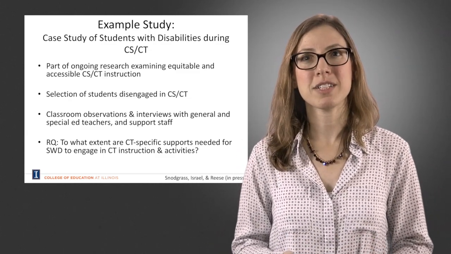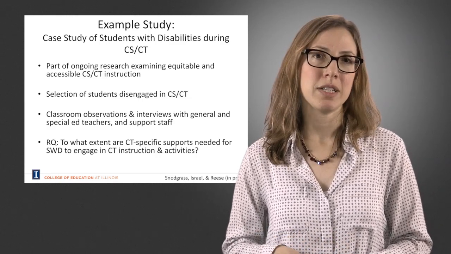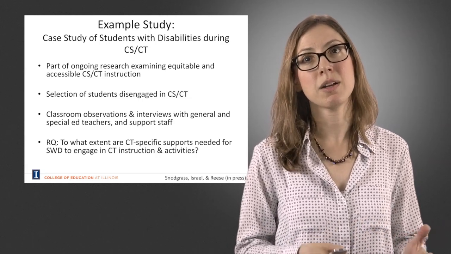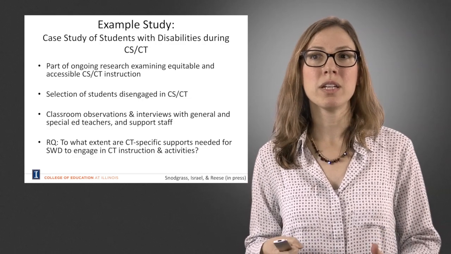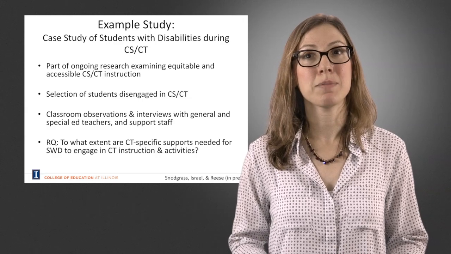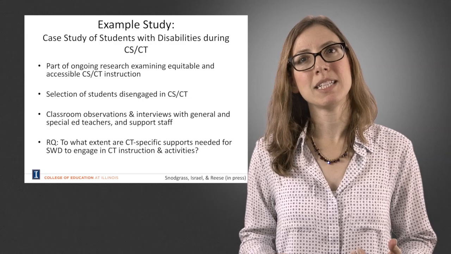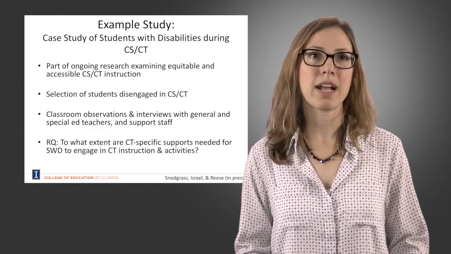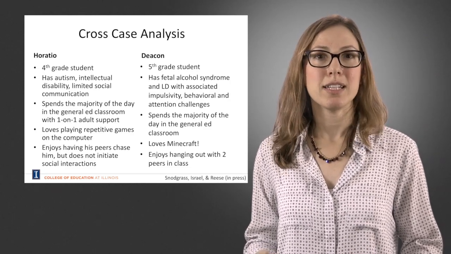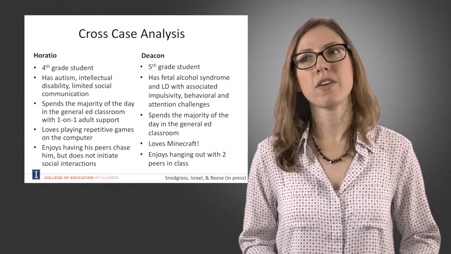Horatio was a 4th grade student at the time. He had autism and an intellectual disability and very limited social skills. This is a young man who spent the majority of his day in the general education setting with his peers, but he had a one-on-one adult support person with him the entire time. He liked playing repetitive games on the computer, and he enjoyed interactions with his peers, but he didn't actually invite his peers to interact with him. So for example, he liked his peers chasing him on the playground, and his peers knew that, but he never initiated that himself.